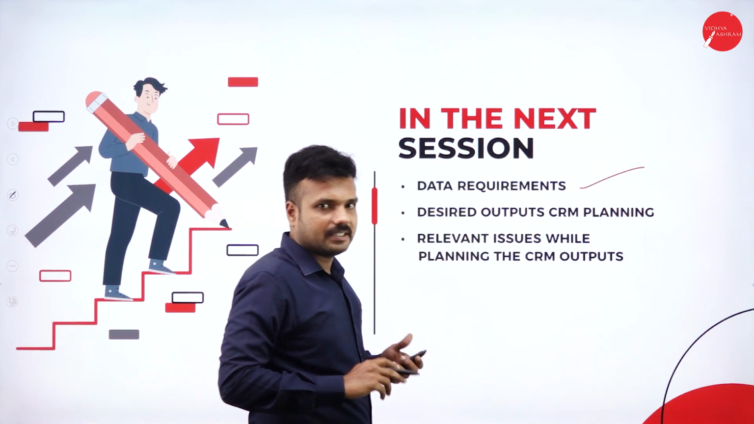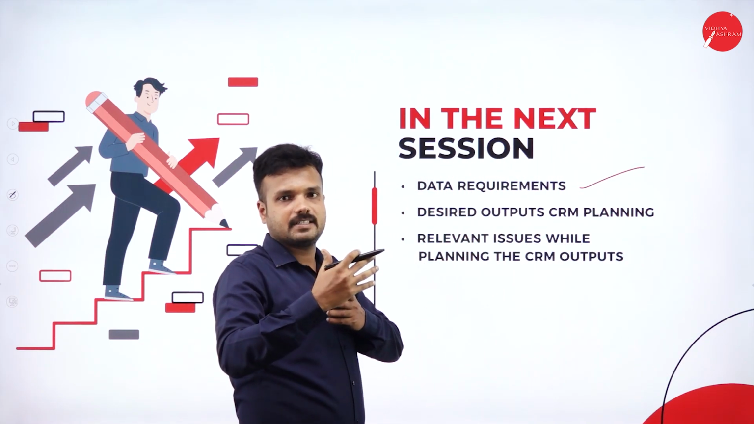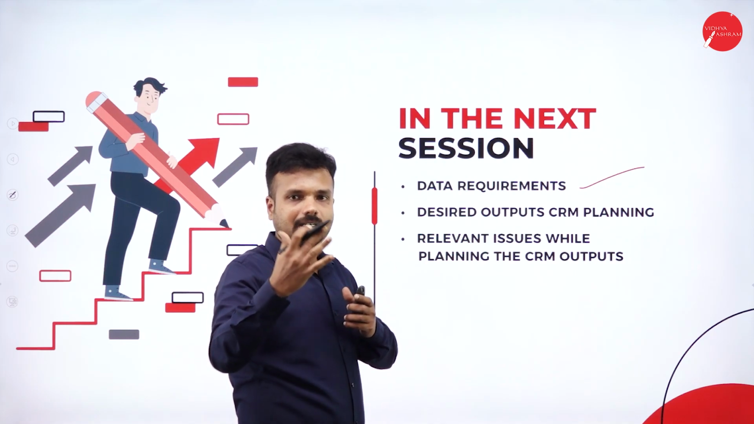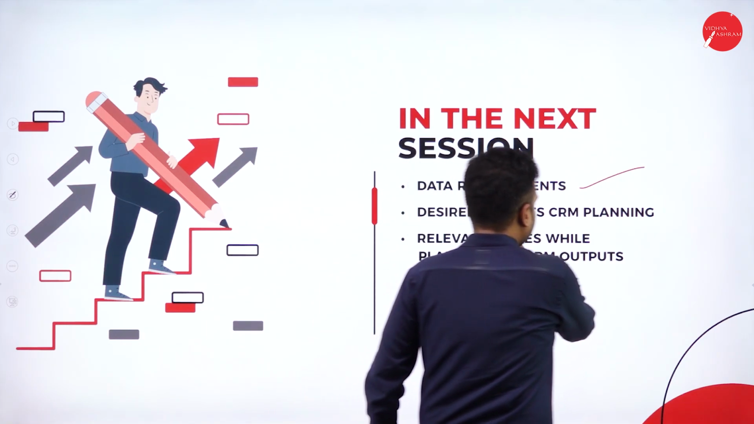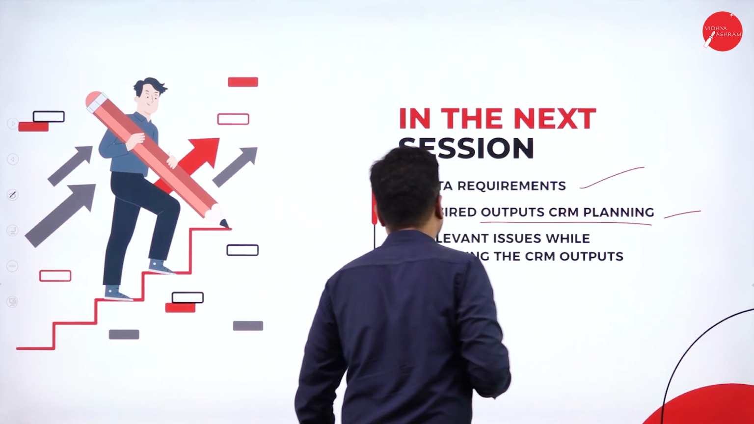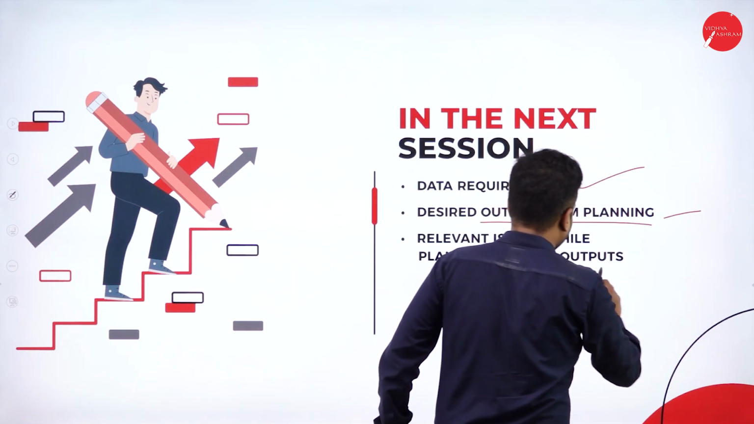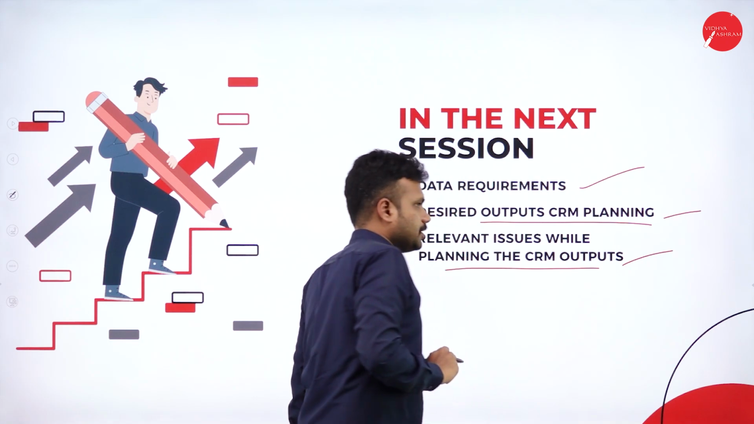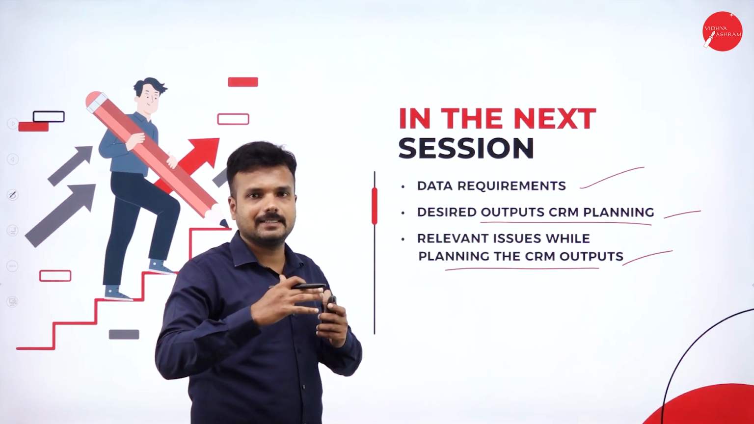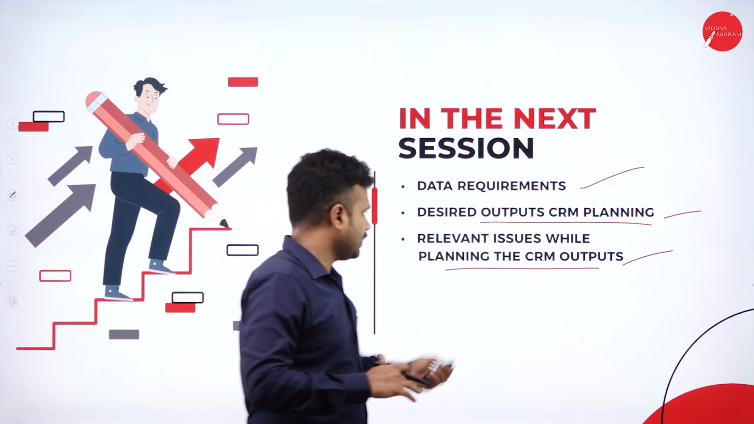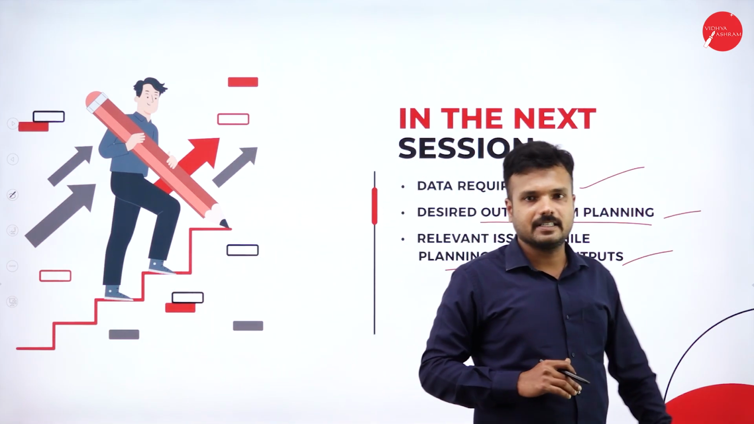In the next session, we are going with data requirements. It is nothing but the data which is required to be maintained in the customer relationship management software. Desired output, CRM planning. Relevant issues while planning the CRM outputs. It is a kind of error which may occur while planning the CRM, which we are going to study in the next session.